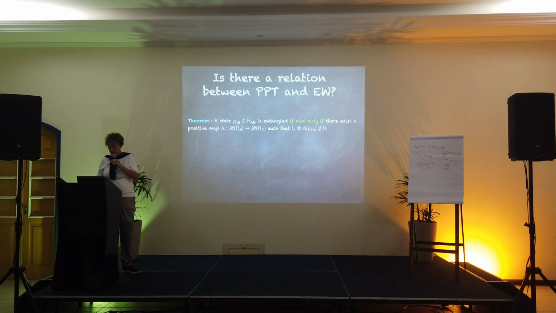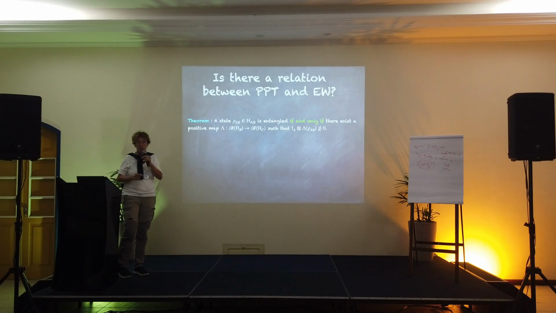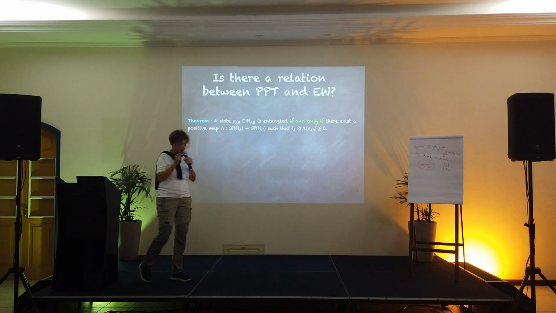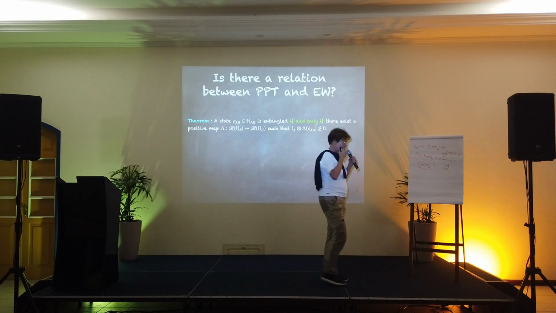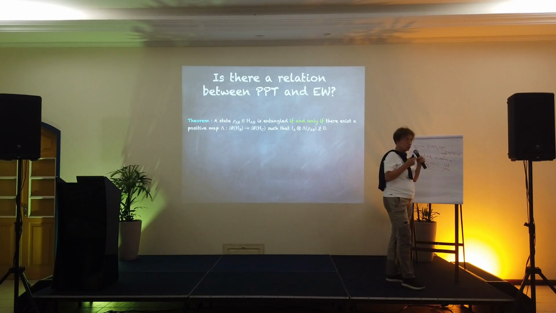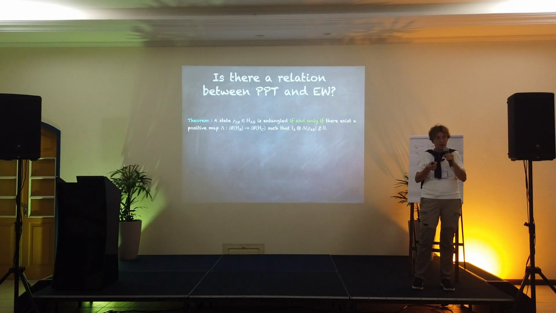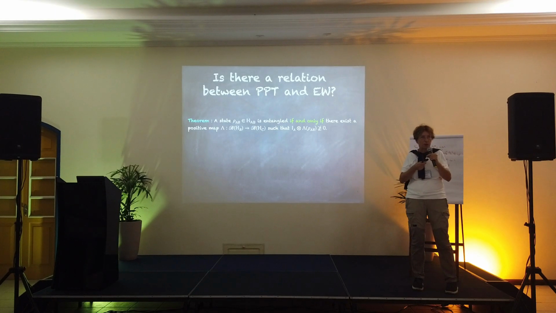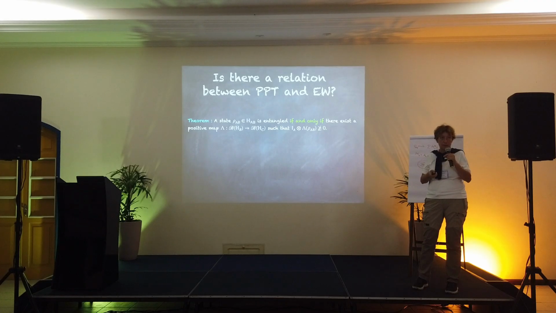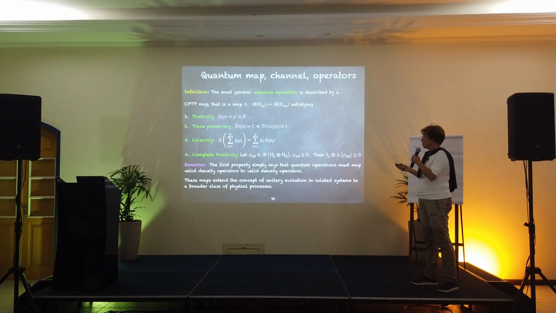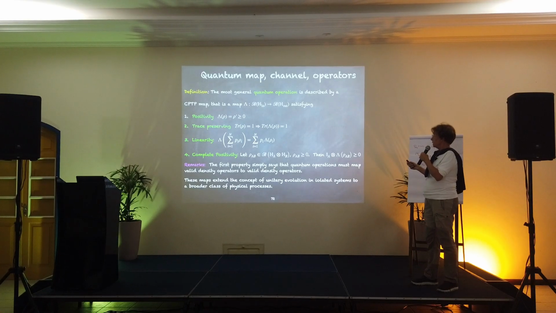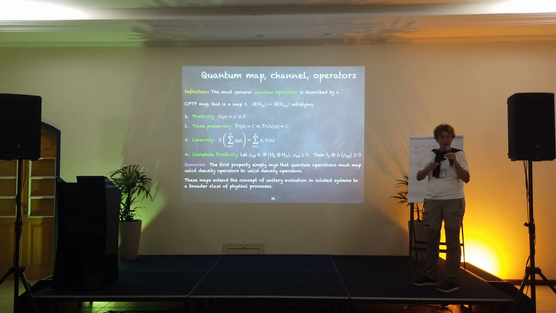Well, it is the following. I was telling you yesterday that for isolated systems we only have unitary evolutions. But if the system is not isolated, we don't have unitary evolutions. We have more general evolutions. This is a quantum map, quantum channel, quantum operator, whatever, it's the same thing. So if I want to define what a quantum operator is, I will say that it's something described by a completely positive trace-preserving map.